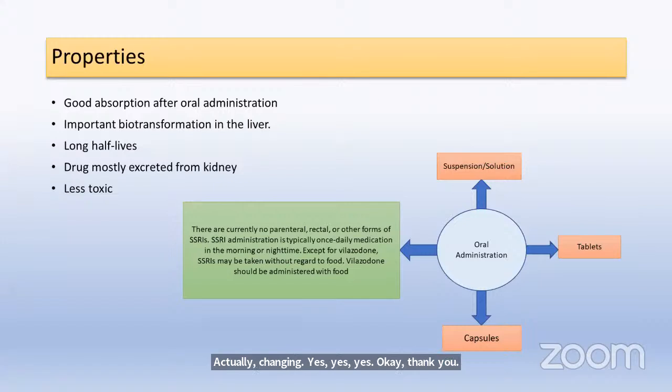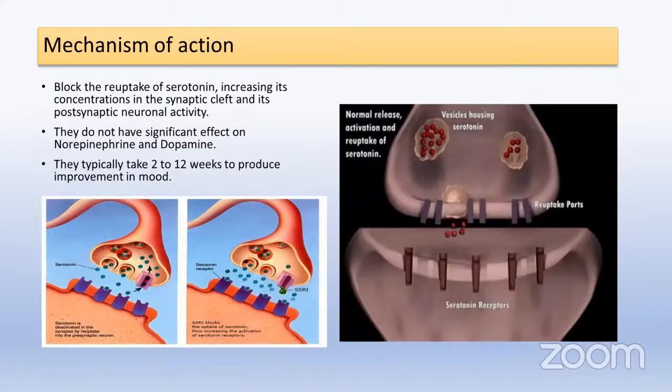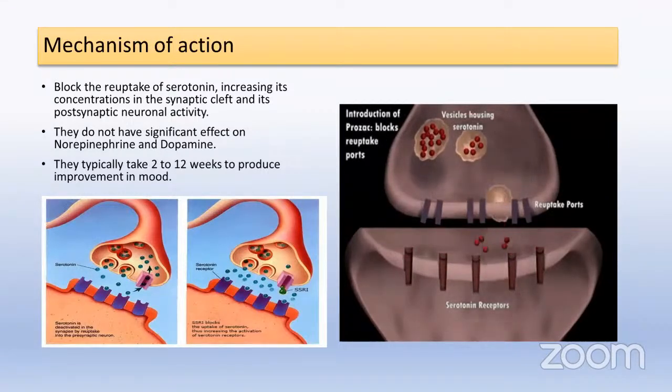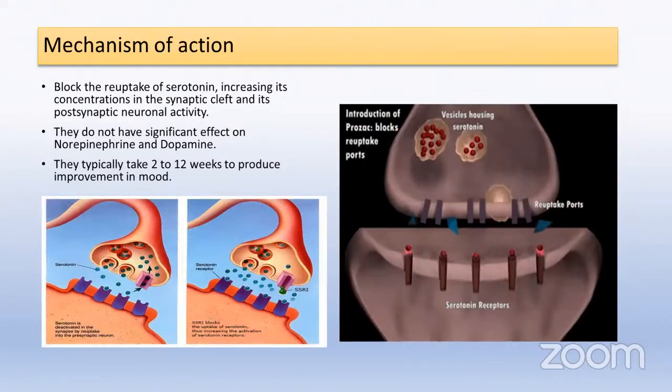SSRIs have good absorption. They are easily biotransformed in the liver and they are less toxic. Here are a few SSRI structures, as you can see in this picture. Citalopram has a tertiary amine as its functional group, and there are other SSRIs. As you can tell from their name, SSRIs inhibit reuptake of serotonin. They accomplish that by blocking the serotonin transporter, which results in an increased level of serotonin available to bind to the postsynaptic receptor. As you can see in this animation, once serotonin is released, the SSRIs block the transporter at the synaptic cleft, and so reuptake of serotonin is prohibited.